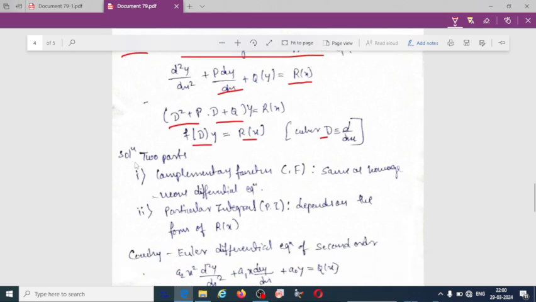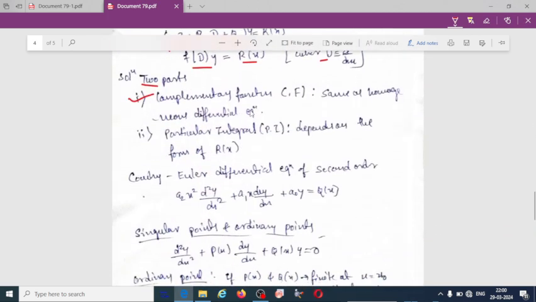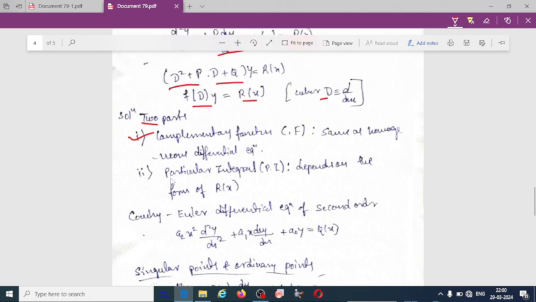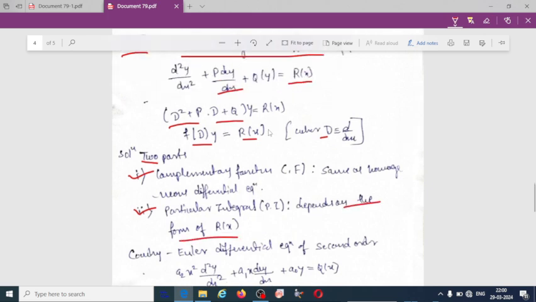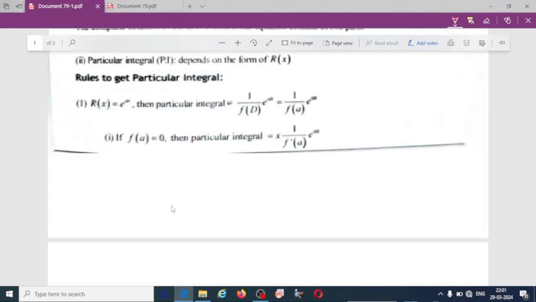The solution of this second order non-homogeneous differential equation consists of two parts. First one, the complementary function, as we have observed in the homogeneous differential equation. It may have two roots and you can represent it in terms of the solution. Second, the particular integral, which depends on the form of the other function r of x. So the solution of the non-homogeneous differential equation consists of two parts: the particular integral and the complementary function. The first part you can easily do. The second part is to find the particular integral. There are some rules to get the particular integral.